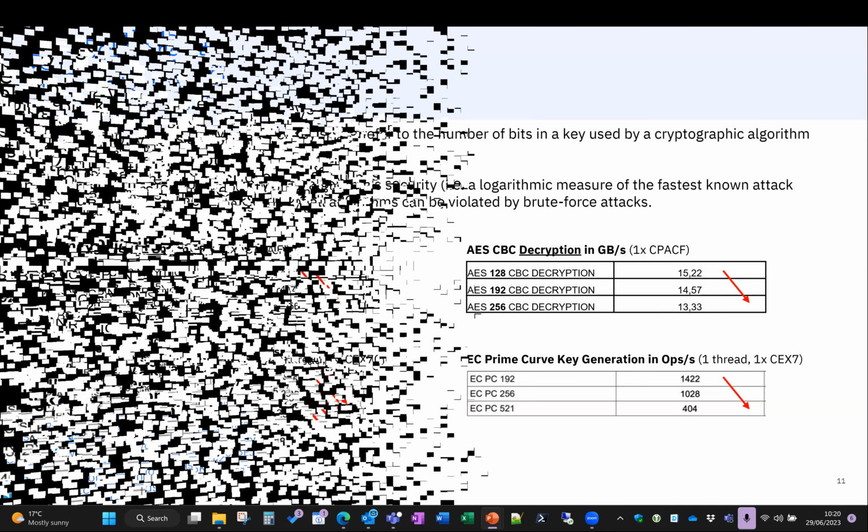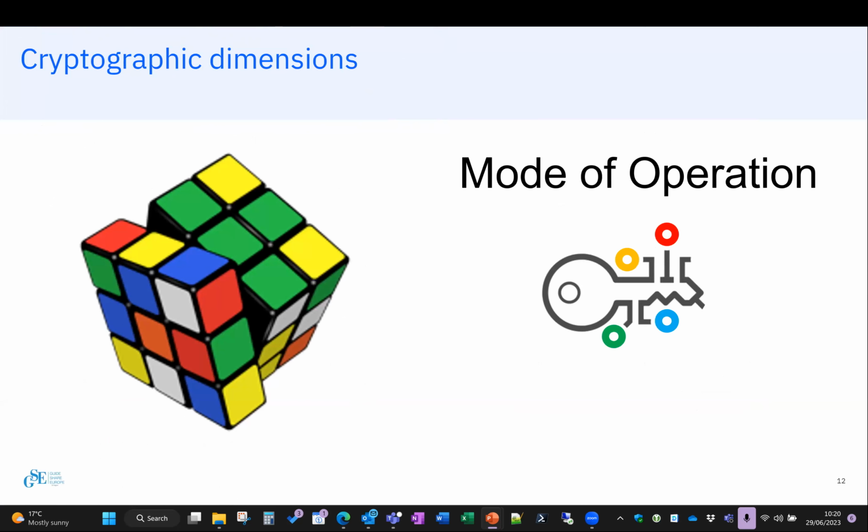The third dimension is what we call mode of operation. Who knows what a mode of operation is? Okay, so it's a thing that is studied at the university since the 70s, and the concept is quite simple.